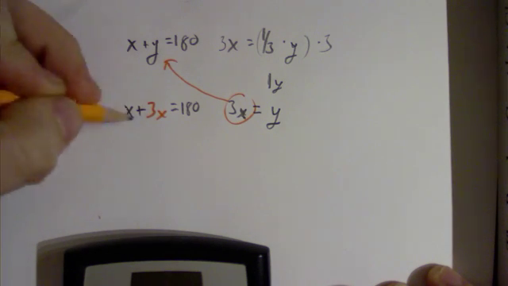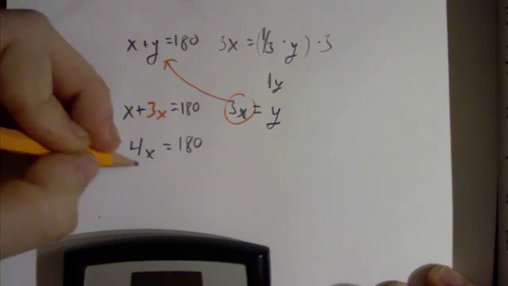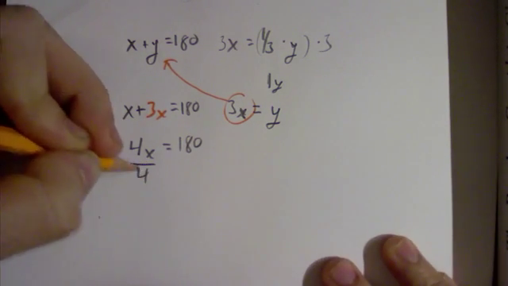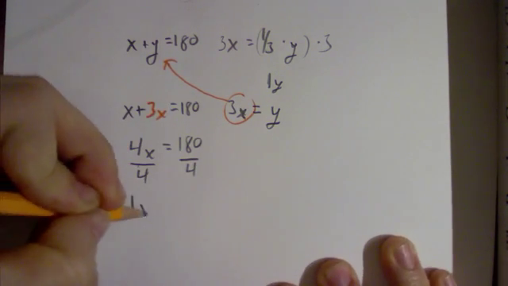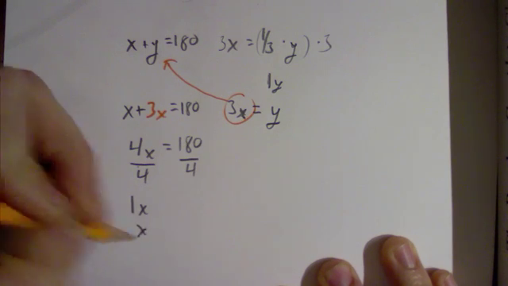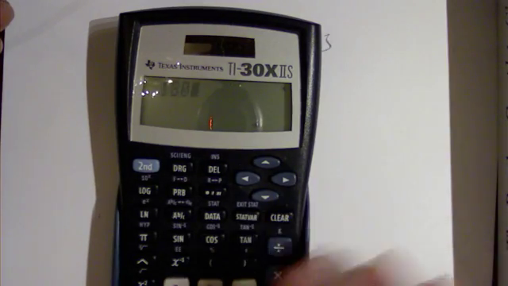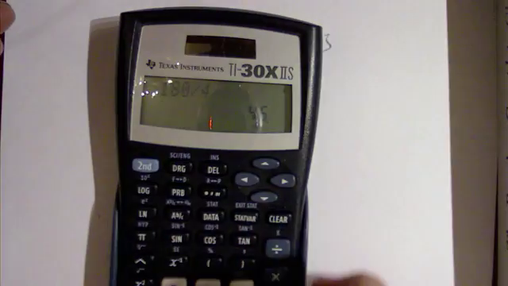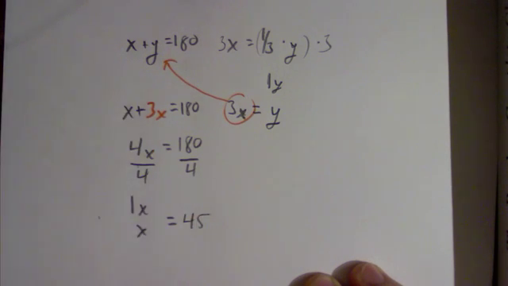Then I can start combining like terms. 4x equals 180. I'll divide by 4 on both sides to get rid of that 4, because 4 divided by 4 gets me 1, so it'll be 1x. 1 times x is just x. 180 divided by 4 is equal to, let's check, I'm pretty sure it's 45. 180 divided by 4 is 45. So x is equal to 45. All right, well, let's keep going here.